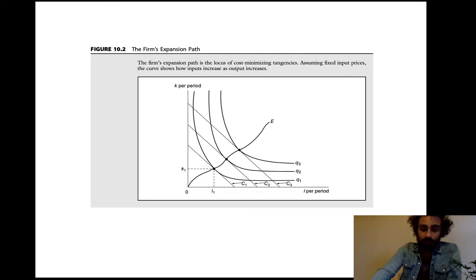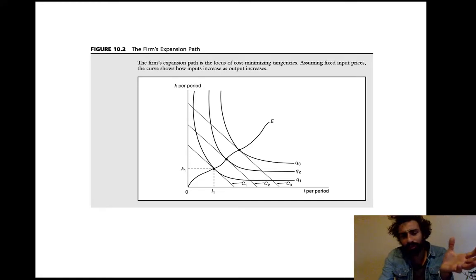Now, it might be tempting to assume that as the firm expands, it increases its production, its demand, for both inputs, its factor demand, right? So if you tell the firm you have to produce twice as much, you're going to at least want weakly more capital and weakly more labor. You're never going to want less capital or less labor.